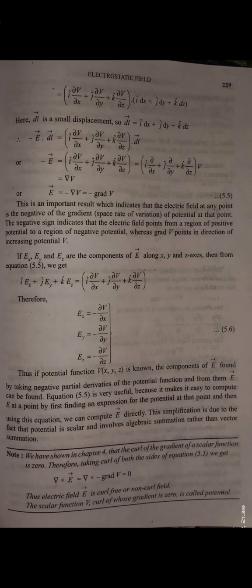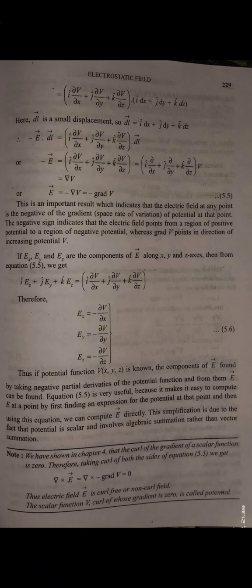Therefore, minus E vector dot dl vector is equal to (i cap ∂V/∂x plus j cap ∂V/∂y plus k cap ∂V/∂z) dot dl, or minus E vector is equal to i cap ∂V/∂x plus j cap ∂V/∂y plus k cap ∂V/∂z, which is equal to (i cap ∂/∂x plus j cap ∂/∂y plus k cap ∂/∂z) acting on V, equal to gradient of V. Therefore, electric field is equal to minus gradient of V. This is equation number 5.5.